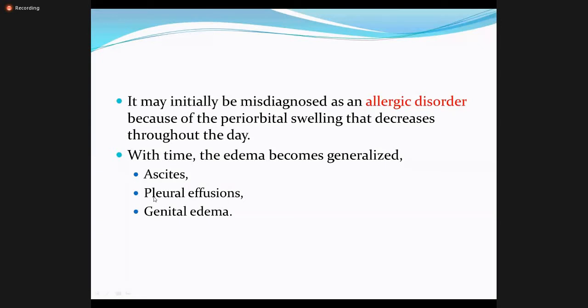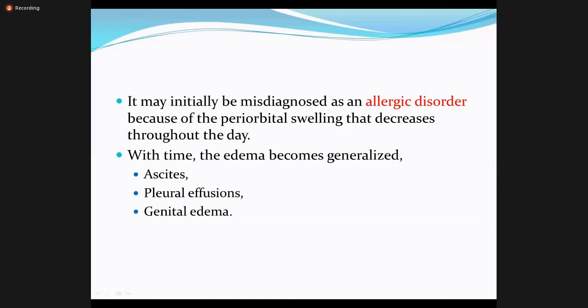Atypical symptoms that may be present are anorexia, irritability, abdominal pain, diarrhea, hypertension, and sometimes, in 10% of the cases, they may present with gross hematuria and hypertension. But the typical feature is edema without hematuria and hypertension.